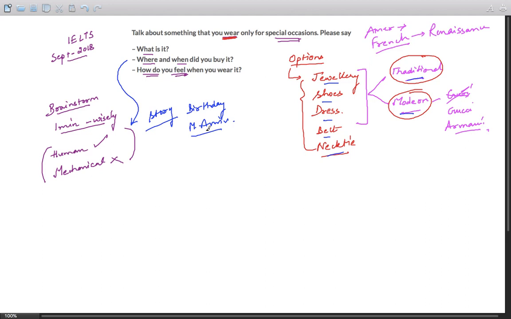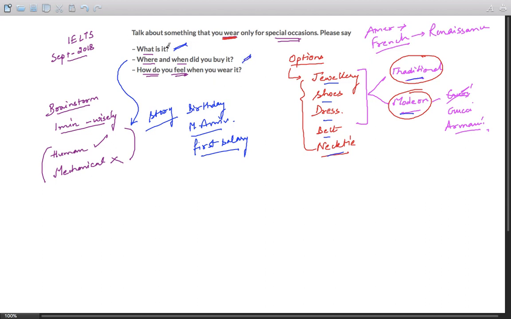I bought it from my first salary. My first salary. So create a proper storyline. We are humans. We are story animals. And if you give a proper story, you will have a better impact in what it is, and where and when did you buy it.